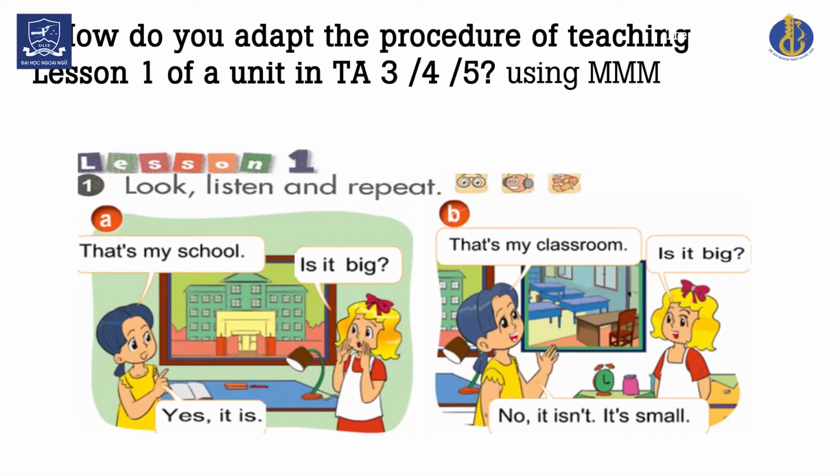Now, it's time for you to practice adapting the activity. How do you adapt the procedure of teaching lesson 1 of a unit in Tiếng Anh 3, 4, or 5 using the MMM procedure? Activity 1: Look, listen, and repeat. This is actually meeting new language, the first M. But how do you present the language without the book first?